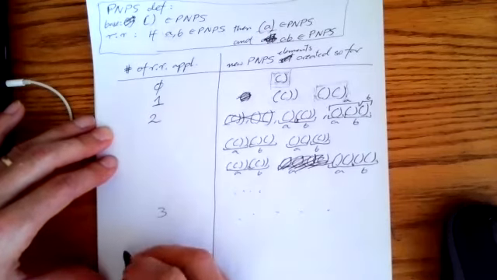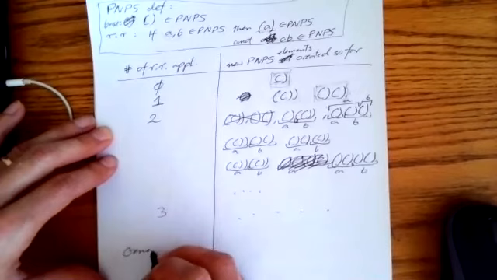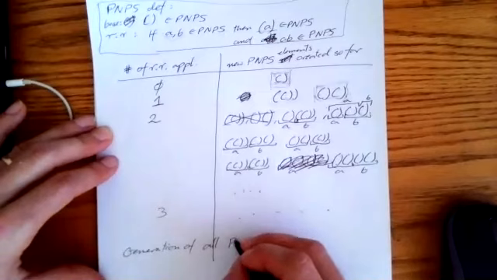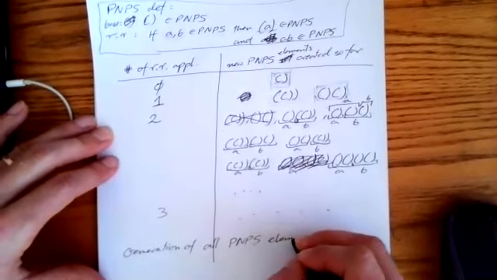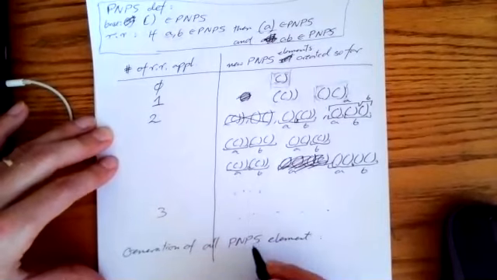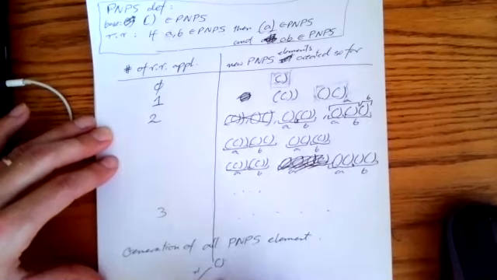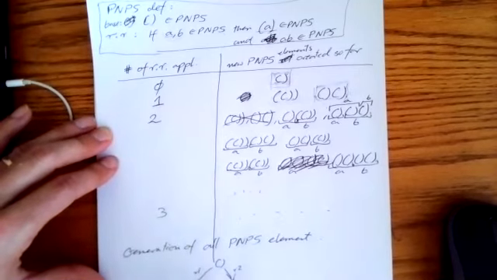So you can think of this generation of all PNPS elements, in other words, all properly nested parentheses strings. Well, you start with this guy, and then you apply rule number 1 to get this, and you apply rule number 2 to get this. Now, well, the thing is that this doesn't really have a binary tree structure, right?